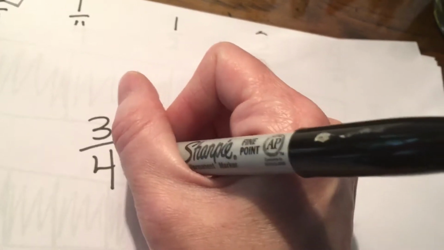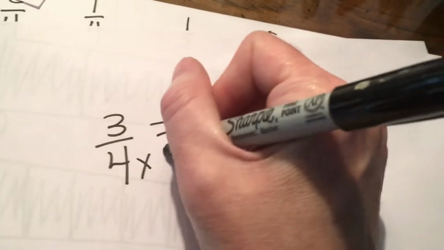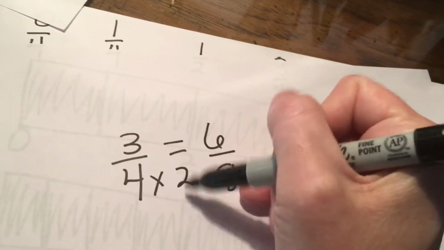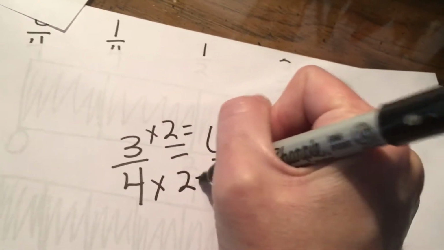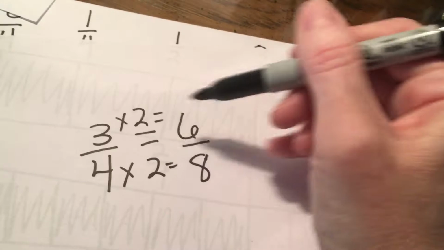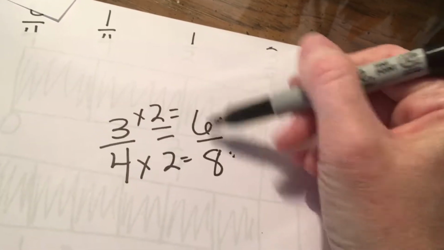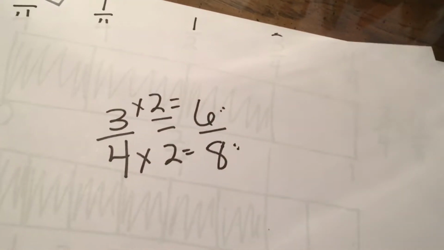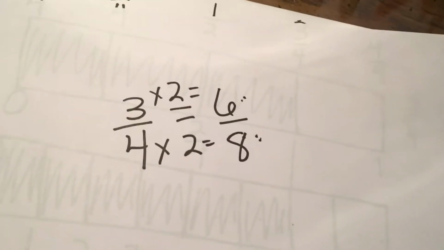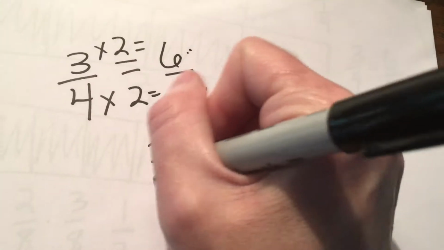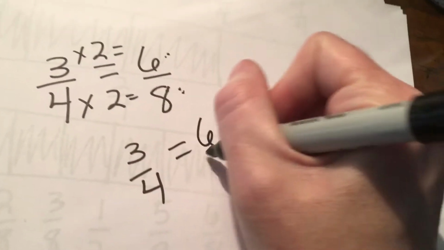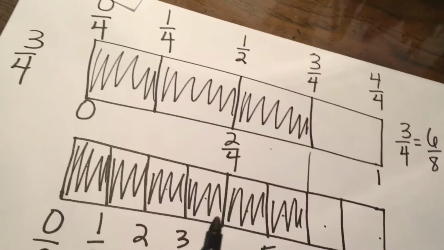Okay, so 4 times what equals 8? 4 times 2. And I have to do to the top what I did to the bottom. So 3 times 2 equals 6. So since we were able to do both and we came up with the same answer, then my test for equivalency does work. These two fractions, 3/4 and 6 eighths, are equivalent. So nice job. All right, so let's put them on a number line.